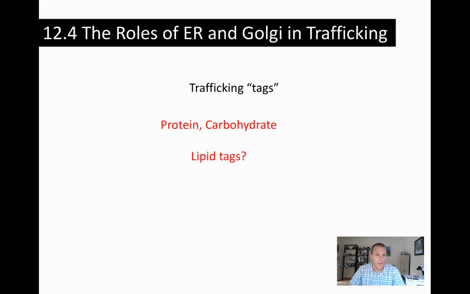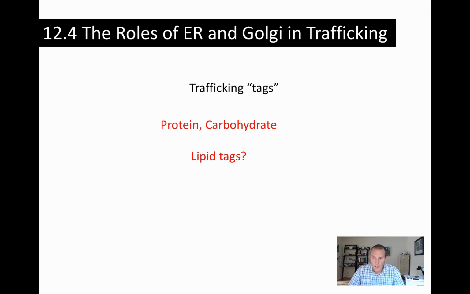The first thing to look at on my wonky slide here is the idea of trafficking tags. Proteins that are synthesized in the rough ER by translation must be directed to any number of locations in the cell. Once that protein has arrived at its destination, it's got to be prevented from leaving. So proteins that are made in the ER contain specific tags, or sequences of amino acids, or post-translational modifications, which tell the cell where that particular protein should be taken by way of a transport vehicle.